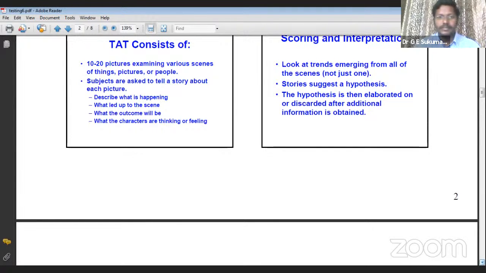For example, a card could be empty. Even then, the person is telling us about his internal conflicts and motives. This is how we come to know about a person's internal conflicts. Through projection, they tell stories about pictures and all that. There is a scoring procedure for that, and when we do scoring, we come to assess personality. So this is a brief introduction about personality and intellectual tests.